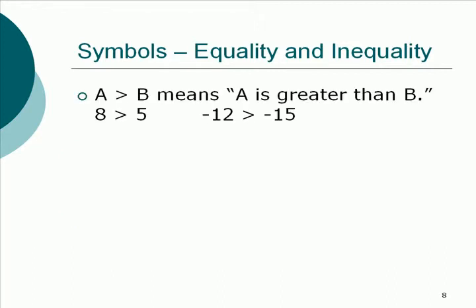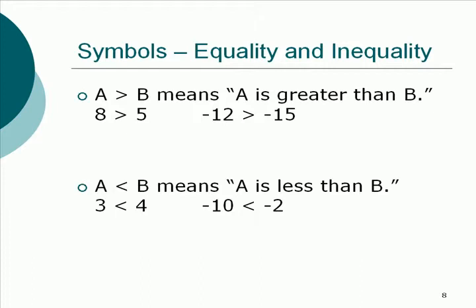The inequality symbols. First of all, the greater than symbol. A is greater than B means that the number on the left is larger than the number on the right. For example, negative 12 is larger than negative 15, and 8 is larger or greater than 5. Many people learn inequality symbols by thinking of the alligator's mouth, and it is always true that the inequality sign, like an alligator's mouth, would always open towards the larger value. It's an old trick, and it's pretty effective.